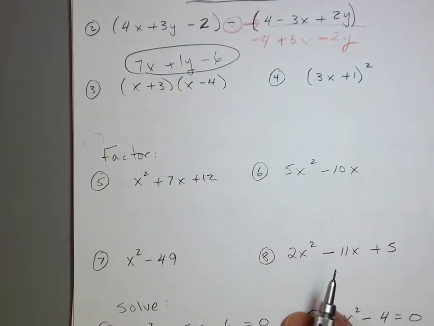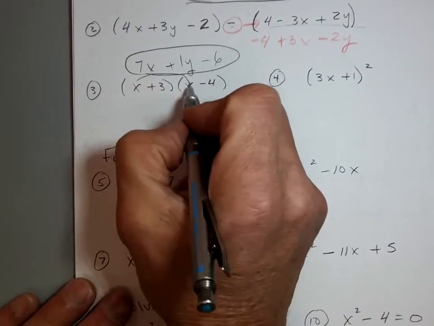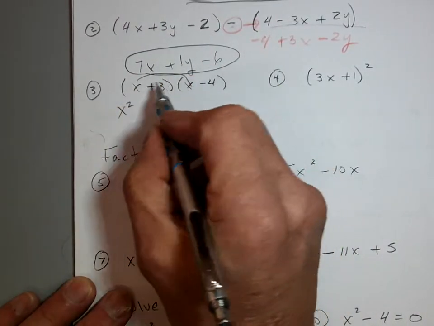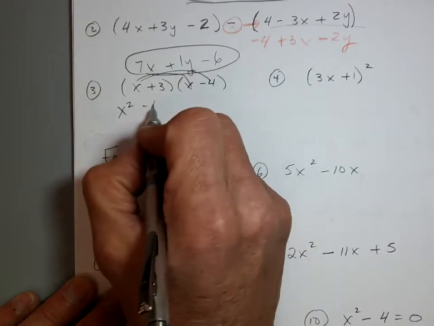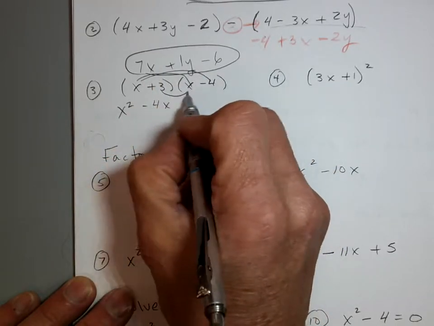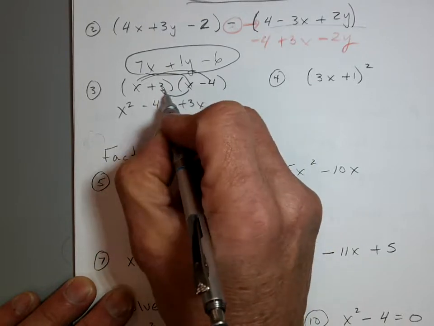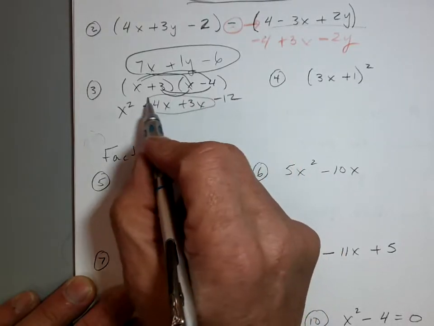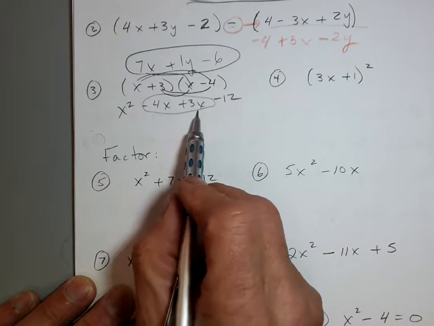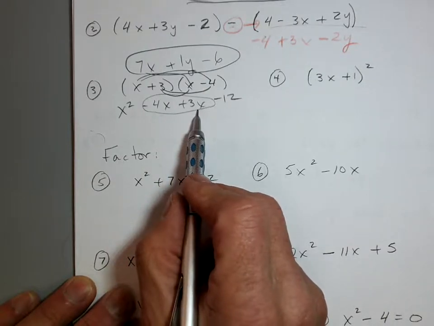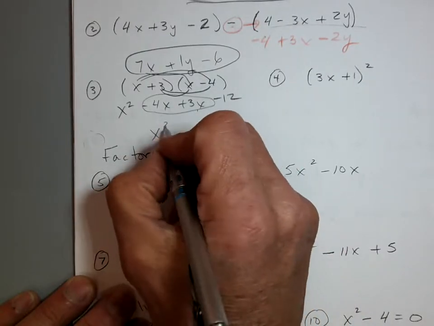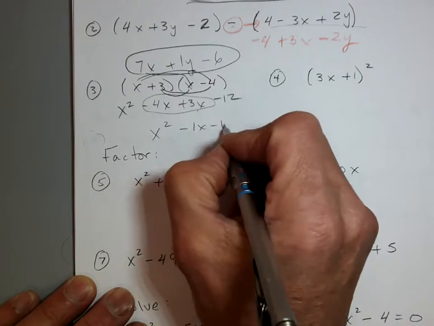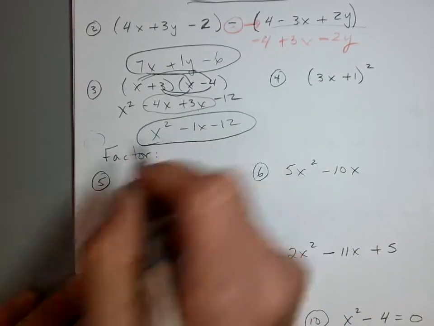Okay, thumbs up. Number 3, and if I get going too fast, tell me please. Number 3 is just a FOIL. X times x is x squared. X times negative 4 is a negative 4x. 3 times x is a positive 3x. 3 times negative 4 is a negative 12. We can combine these two middle terms. Negative 4x and a positive 3x will make a negative 1x. So my answer will be x squared minus 1x minus 12.